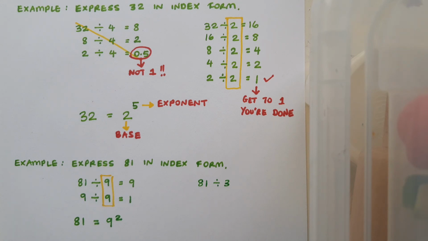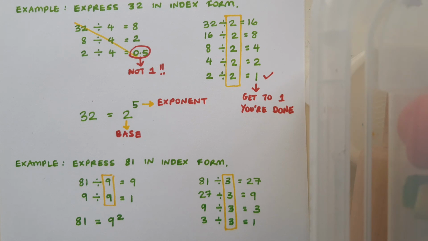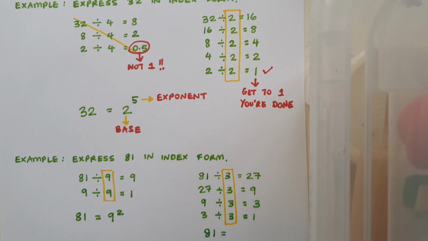I could also have decided to divide 81 by 3. I get 27 to begin with, and then I get 9. Dividing by 3 again, I get 3. And doing it one more time brings me to 1. And again, when I get to 1, I'm done. So if I had chosen 3 as my number to divide by, I would have ended up with the result where my base was 3 and my exponent was 4.